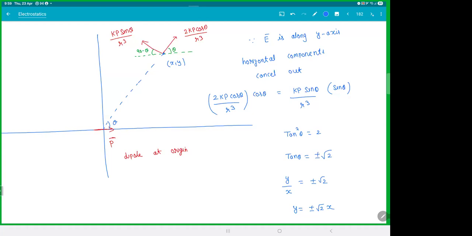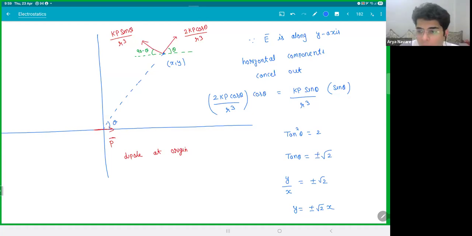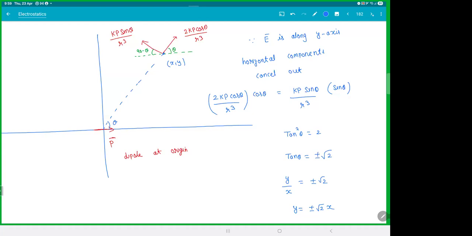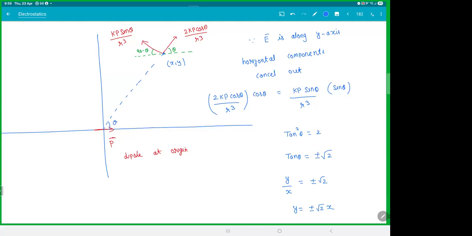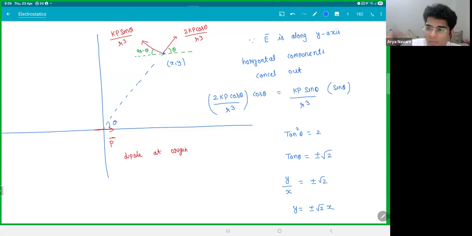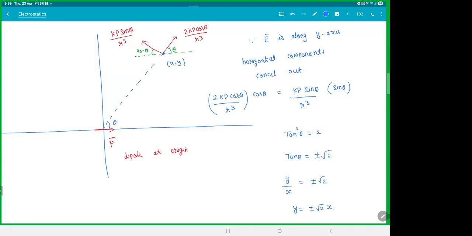Sir, but near the dipole, this won't be valid, right? Why? Sir, because the approximation will fail. What approximation here? We are assuming the points are far off. So don't get too close.